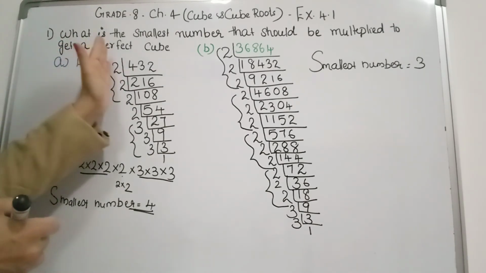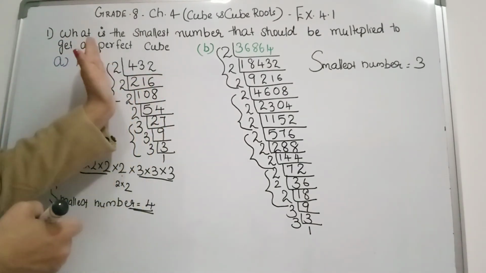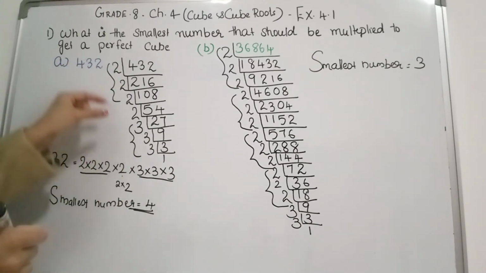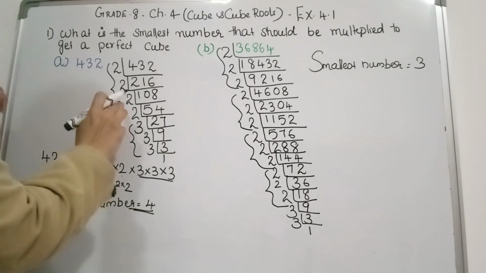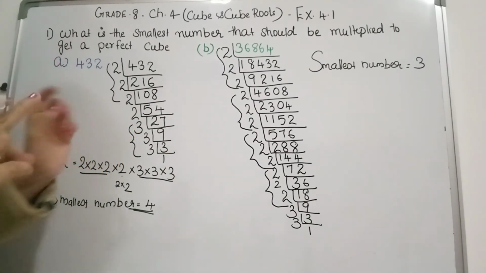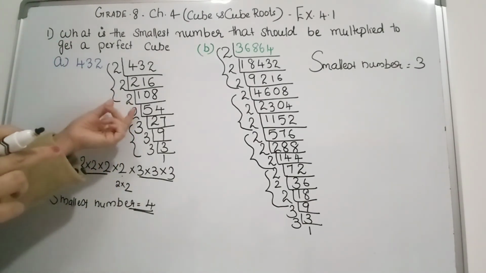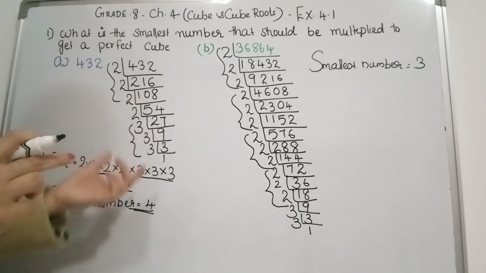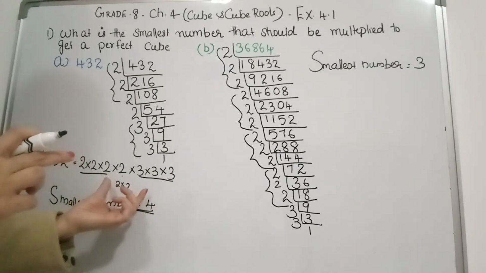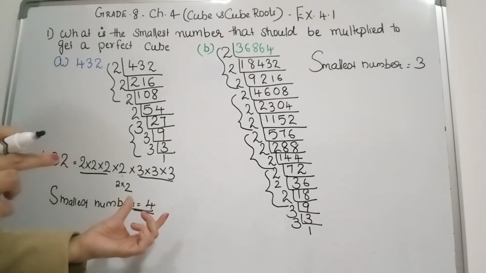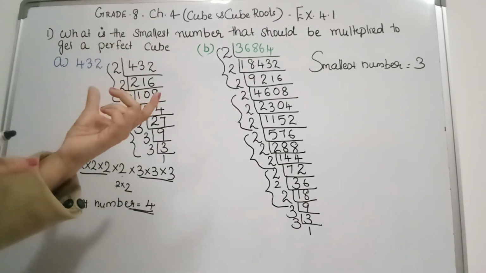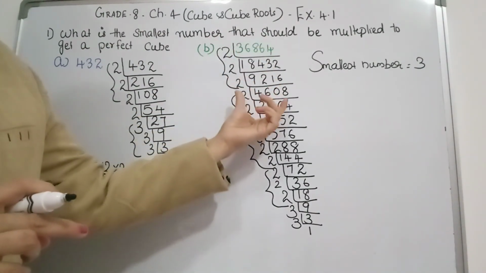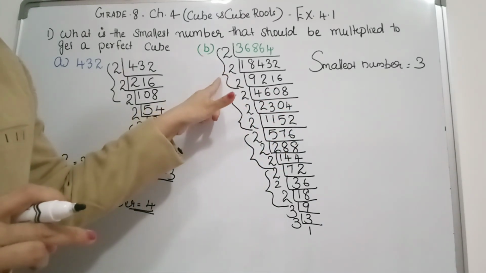So, what do we do? We do prime factorization. Prime factorization is the same. We have 3 groups, triplets. But this 2 is a triplet. We have 2 triplets. Then, we have 2 triplets. That is a triplet. Now, we multiply 2 into 2. That is 4, multiply. That is the same procedure. 36,864 prime factorization. We do this.